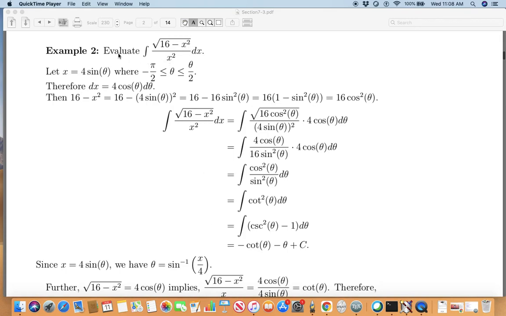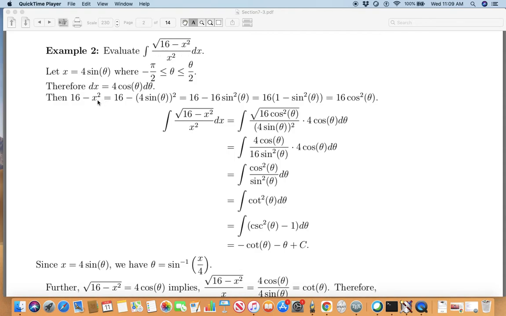Here is a second example. Evaluate the integral of square root of 16 minus x squared over x squared. So constant minus x squared, that tells me some kind of sine. Take the square root of 16, that's 4. So x equals 4 sine theta for the given domain. dx therefore will be 4 cosine theta d theta.